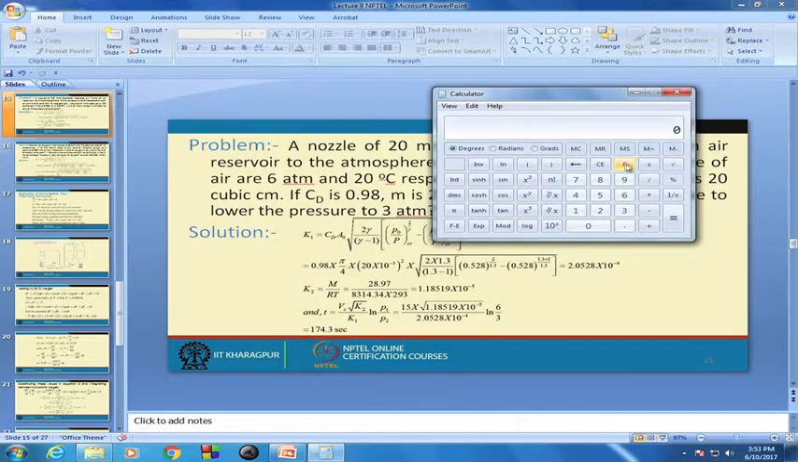This is my mistake. Okay, let us do this first. 20 into 10 to the power minus 3, whole square, this is the square, right, into 0.98 into pi, into, say 1 is equal to this much by 4 is this side, right.